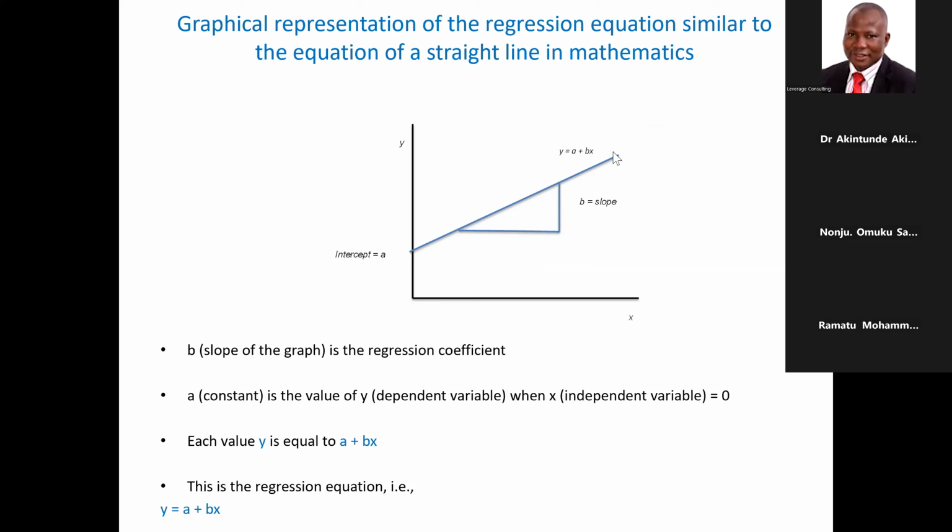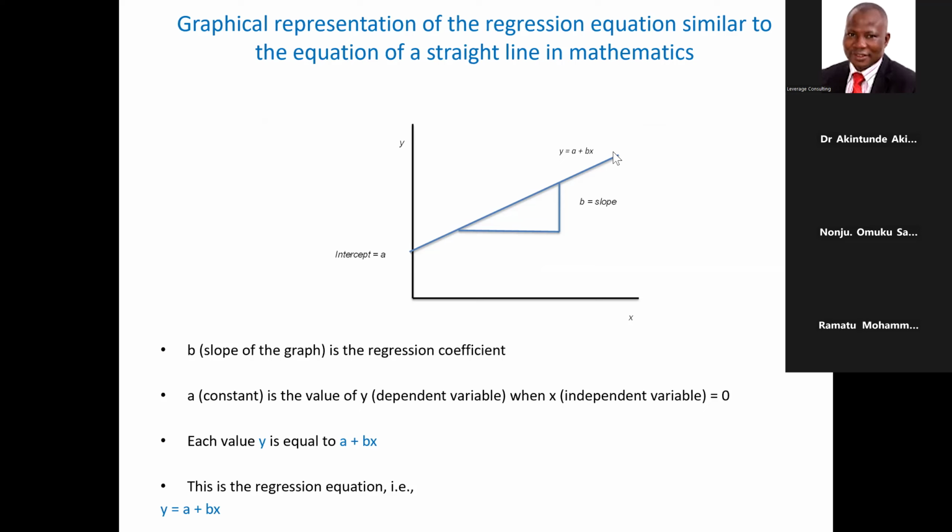B is the slope, which is called the regression coefficient. B, the slope, is the regression coefficient. It just means the change in y per unit change in x. That is the regression coefficient. A is a constant, which is the value of the dependent variable y when the independent variable x is 0. That is the value of y when x is 0.